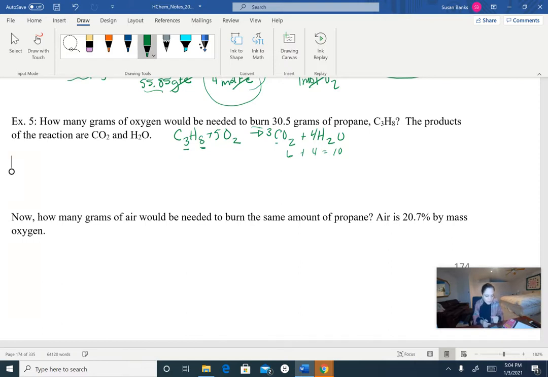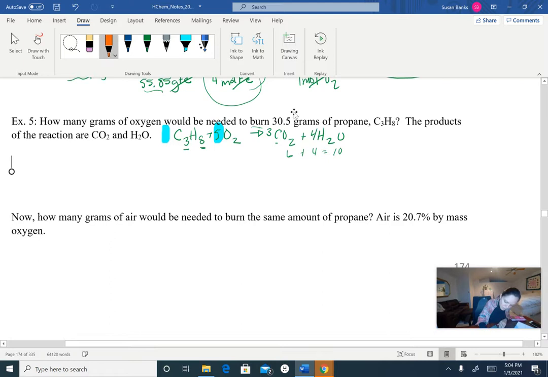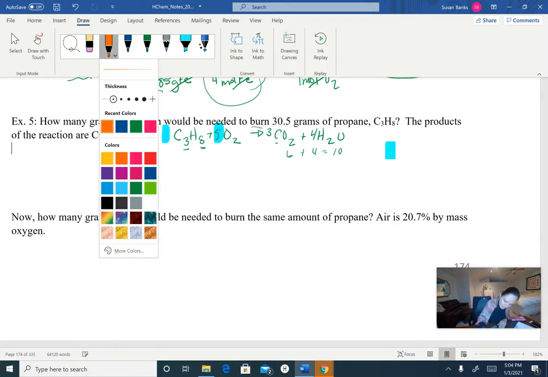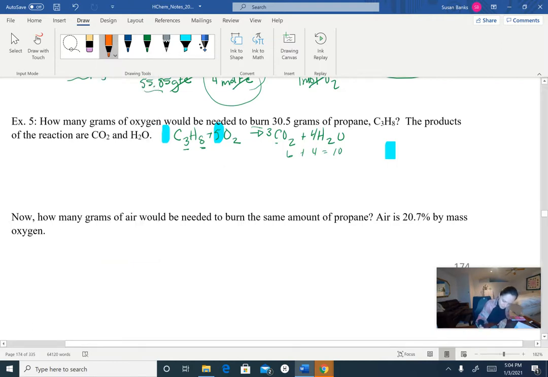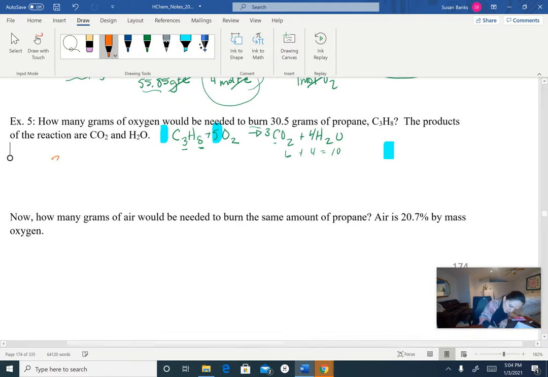Now we want to compare oxygen to propane. So we're going to do our mole ratio. 1 mole of propane to 5 moles of oxygen. Okay, so we're going to start with 30.5 grams of propane, which is what we know we have, right? Okay, so I have 30.5 grams of propane.